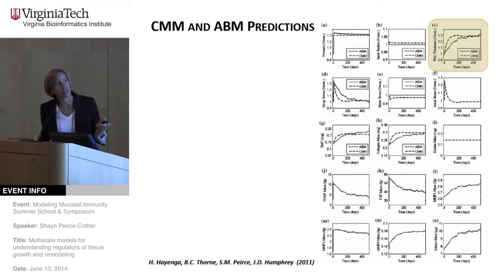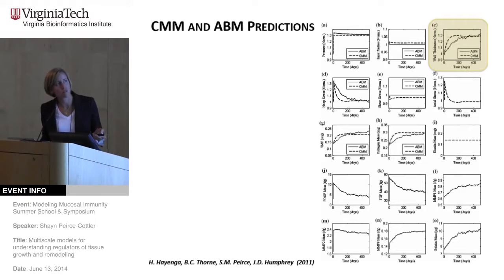Ours is too slow. Wall thickness changes over time. We simulated 500 days in response to this, I think it was a 30% increase in systolic pressure. Ours is a little more slow, Jay's is a little more rapid. There are certain things that Jay's model could predict that ours couldn't.